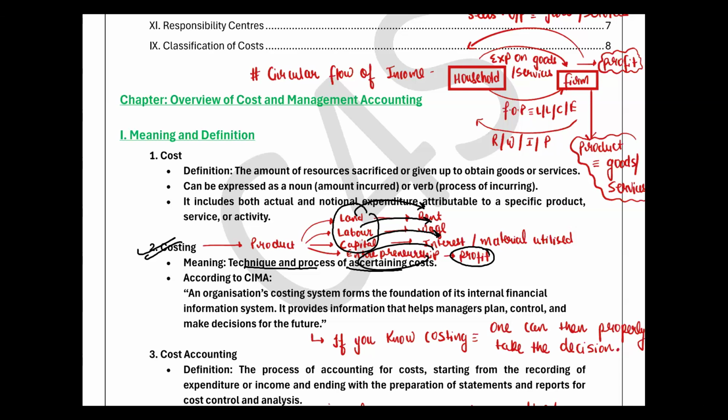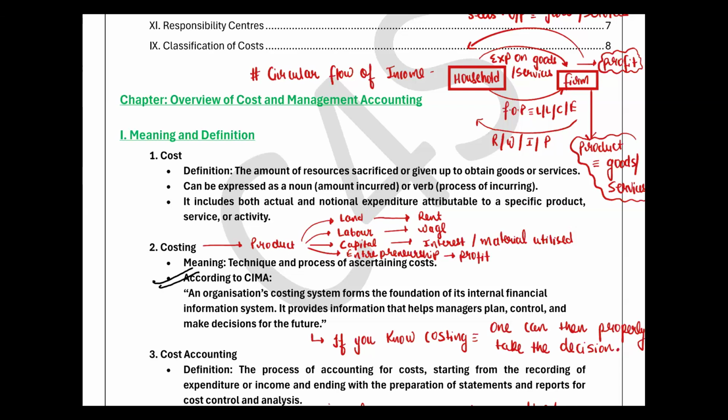So basically, costing and cost, I hope the difference is very much clear. Cost is the final result, like you can see, and costing is the technique involved in making the cost. That's why it has been mentioned as process and ascertaining cost. So I hope it is clear now. We have some standard definitions also, right?